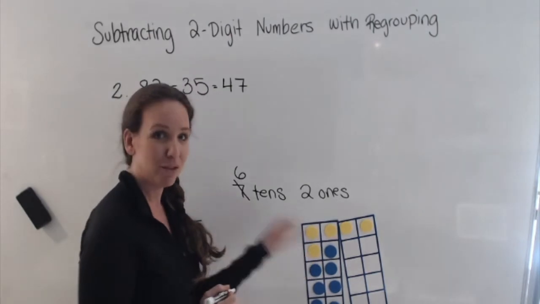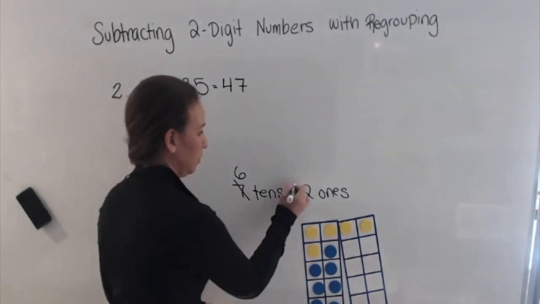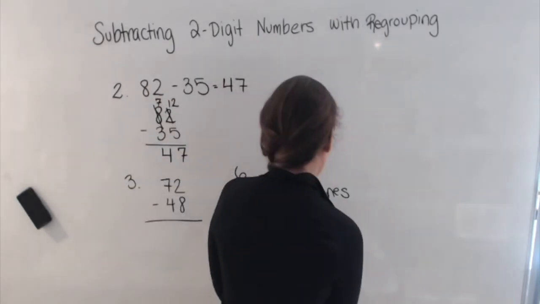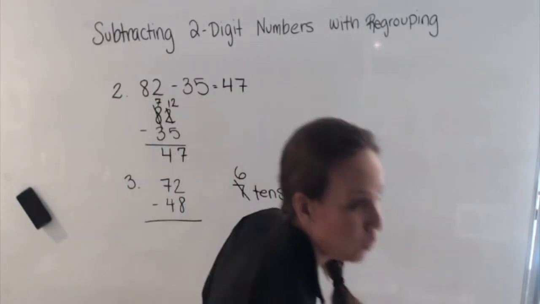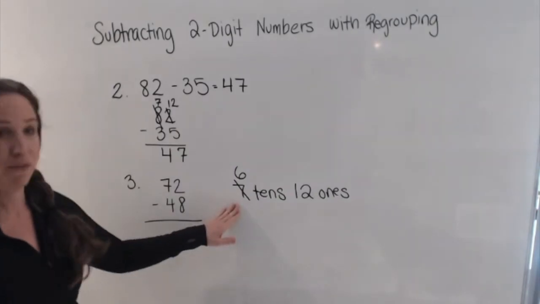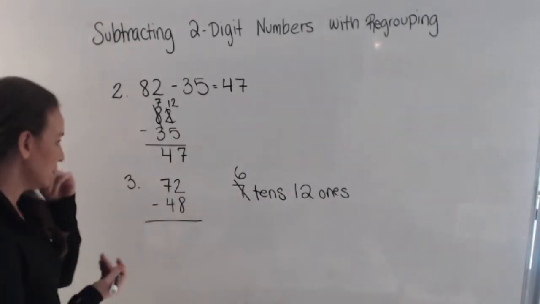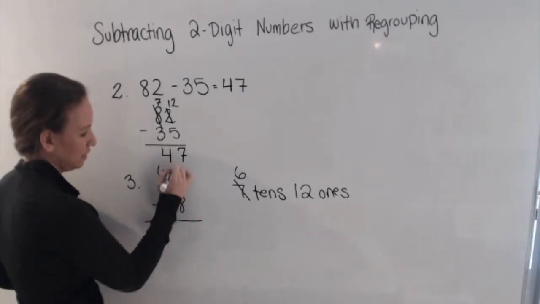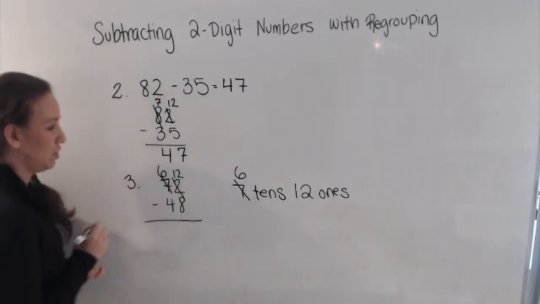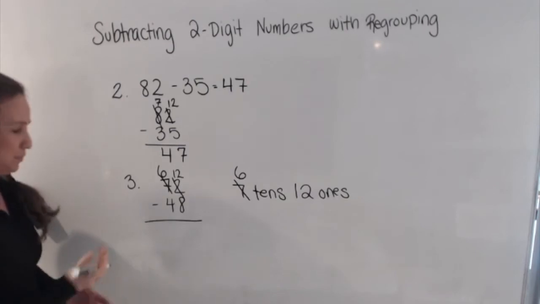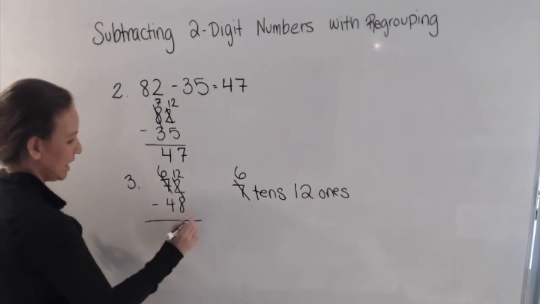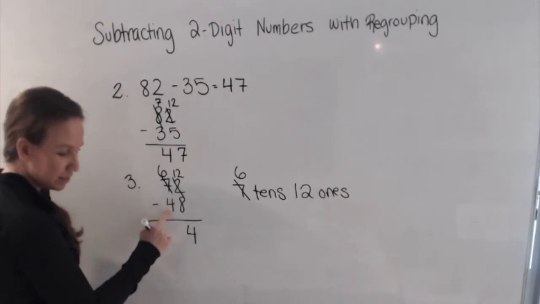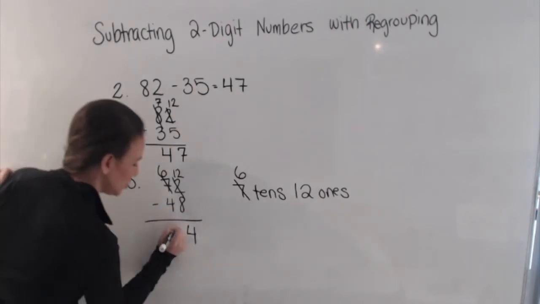But I have 12 ones. So that's the idea, that we're just taking 10 ones out, so basically one set of 10s. So let's borrow it from the 7 and give it to the 2. So now we have 6 and 12. 12 minus 8 is 4, and 6 minus 4, that's right, it's 2.